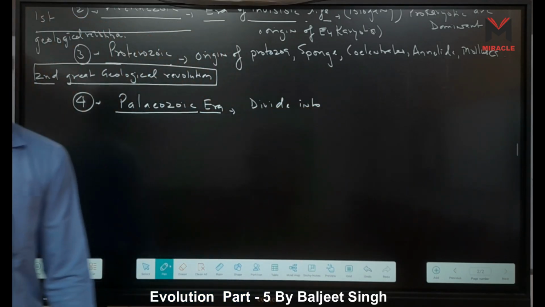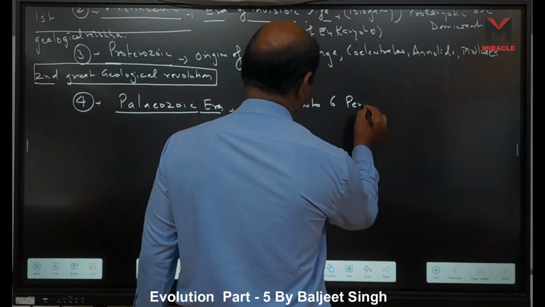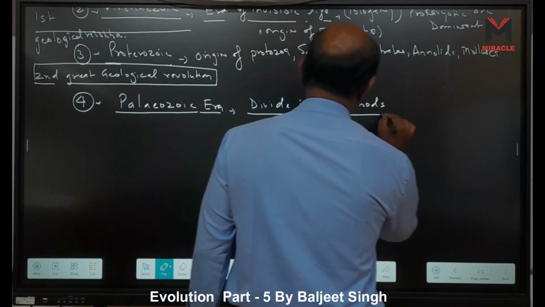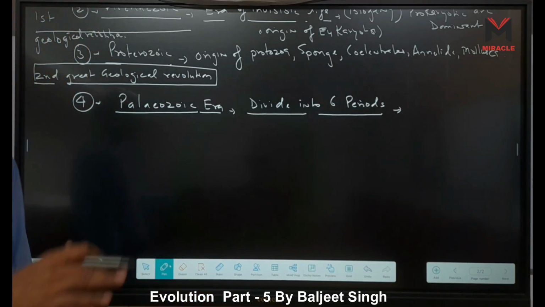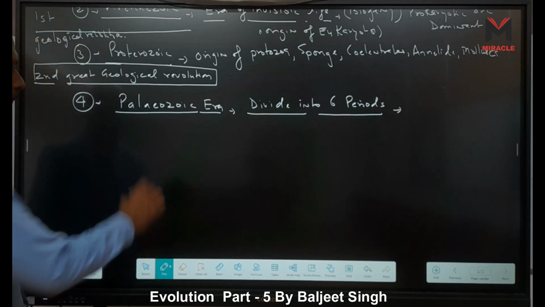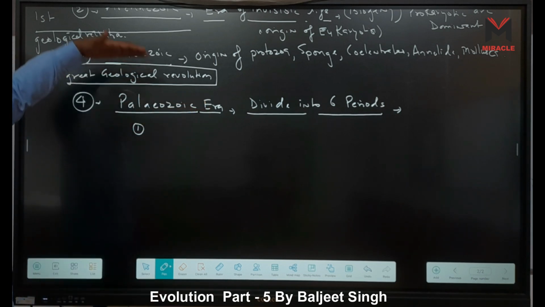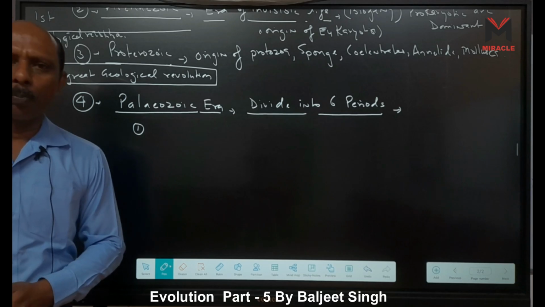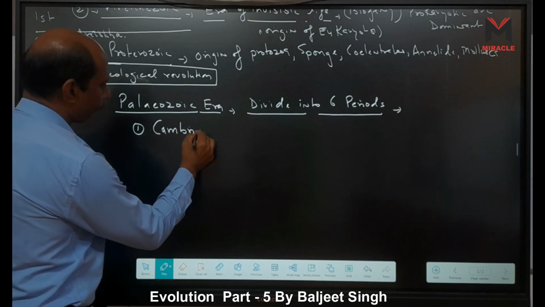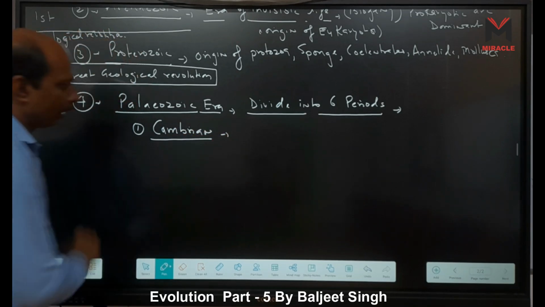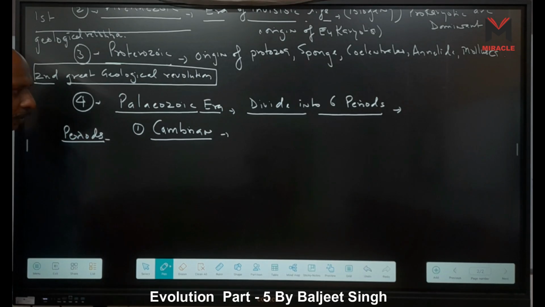6 periods. What are these 6 periods? When we start from earliest to latest, the first one is our Cambrian. That's why the time before this Cambrian, up to Proterozoic, is called the Pre-Cambrian age. So the first one is our Cambrian period. Now here we are going to read the periods. First one is Cambrian.